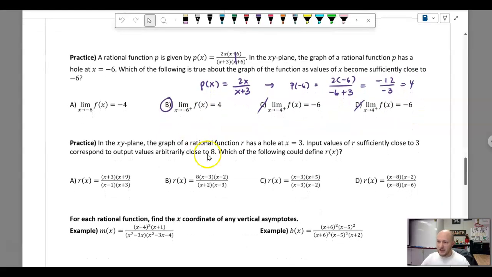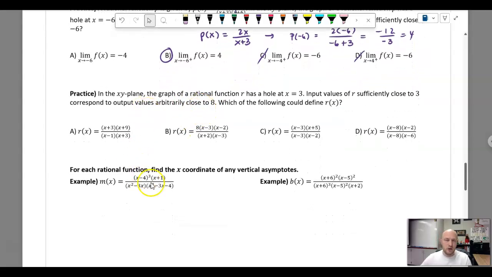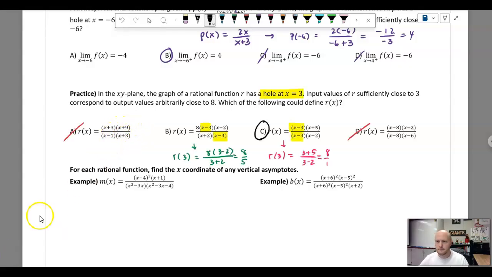Hopefully you did. Okay, another practice one. This is the last one on the idea about holes before we jump to asymptotes. Go ahead, pause the video. Try this one. Okay, for this one, the answer is C.